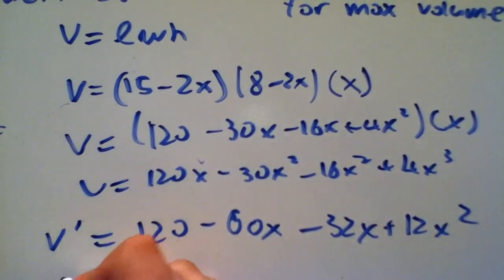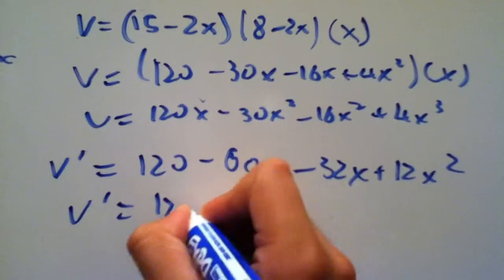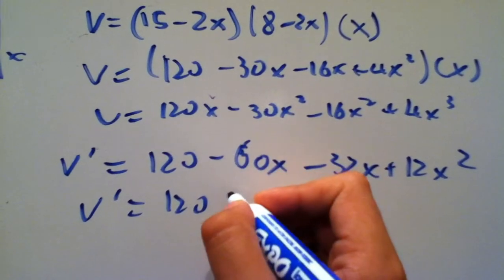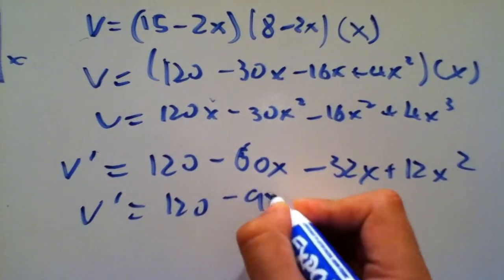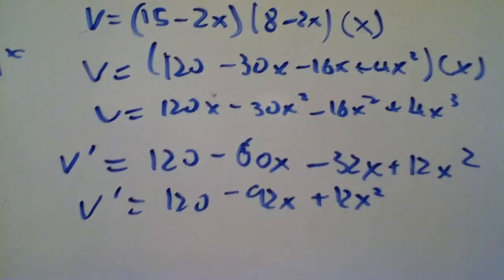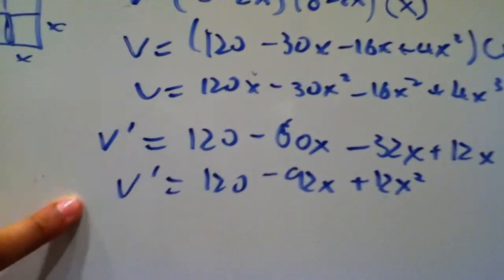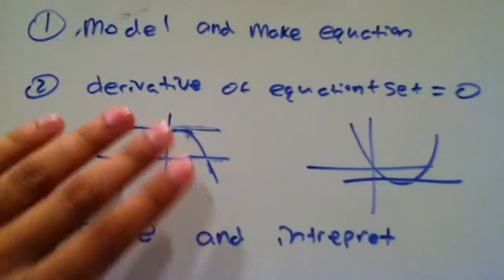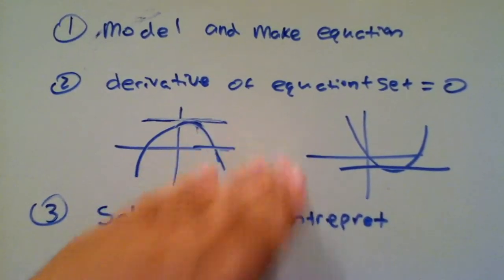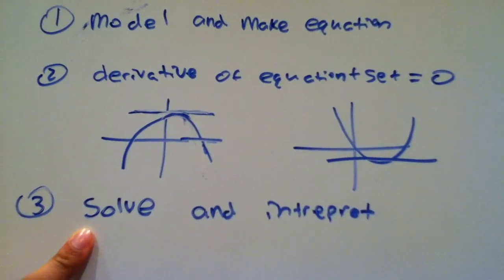And you can combine like terms. V prime is equal to 120. And actually, we could have done that earlier over here, but it shows to do it here. So 120 minus 92x plus 12x squared. So now we have V prime, and this is the derivative. So we've just completed the second step, or first part of the second step. We've gotten the derivative. Now we'll move on to the third step, which is to solve.